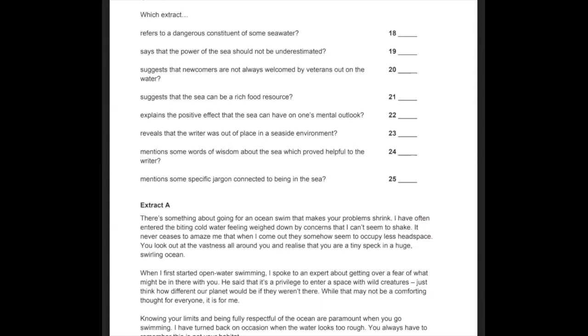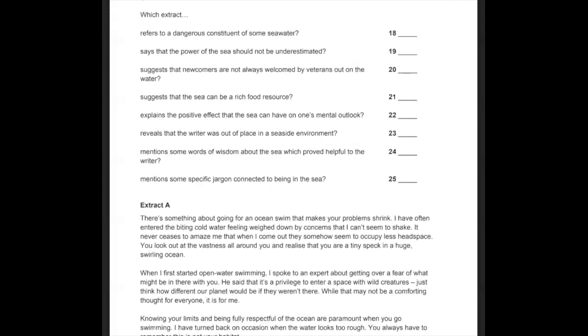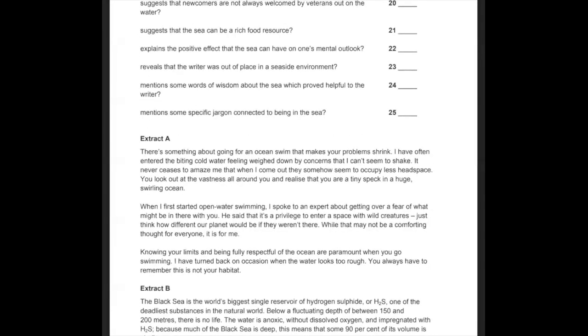Now, moving on to the extracts on the theme of the sea, the key to these kinds of texts, right, these thematic reading texts or these comparative texts, is understanding exactly what each extract is talking about and keeping track of it, right? Keeping note of what each extract is talking about. For example, extract A.